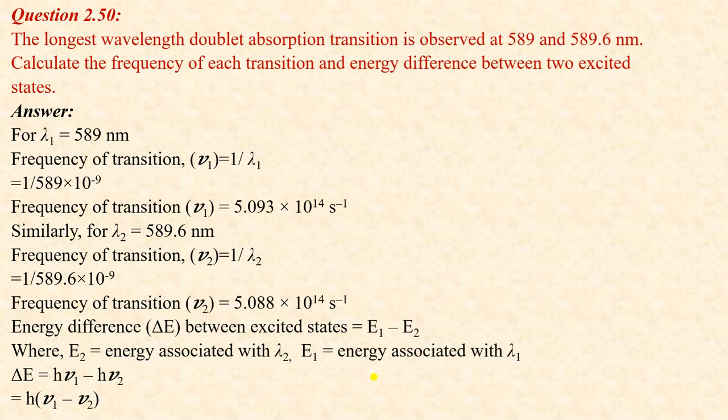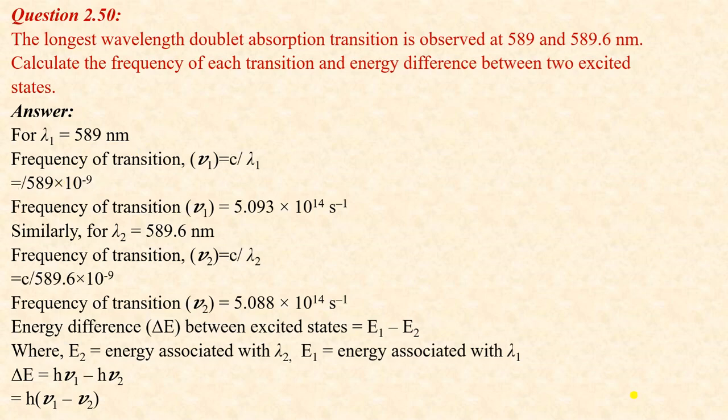Next question is, the longest wavelength doublet absorption transition is observed at 589 and 589.6 nanometer. Calculate the frequency of each transition and the energy difference between the two excited states. So here two wavelengths are given. Lambda 1 is 589 nanometer. So first convert nanometer into meter. After that we will use the formula.